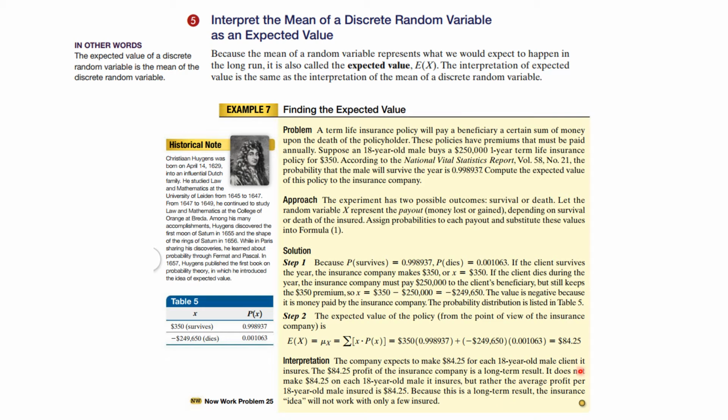And just to interpret it again, the company expects to make $84.25 for each 18-year-old client. This says the profit is a long-term result. It does not mean it makes this much on each one, because unfortunately some of them die. Rather, this will be the average profit. Because it's a long-term result, the insurance idea will not work with a small number necessarily. But as you can see, with a large number, it's a great business.